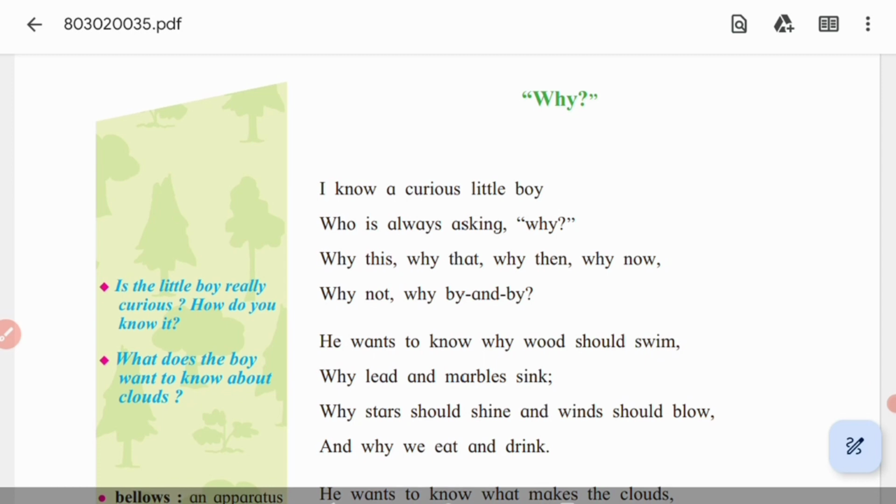So students, we are going to study the poem of one such curious boy. The title of the poem is Why. Through this poem, the poet has told us the questions which arose in the mind of this boy. We shall sing the poem in chorus and try to understand. The title of the poem is Why.